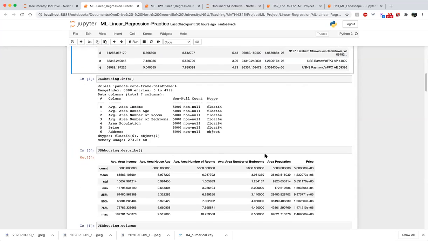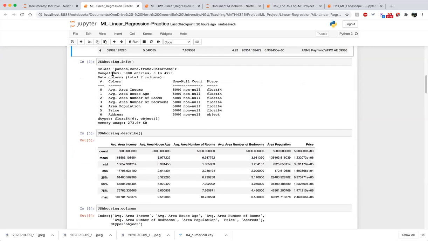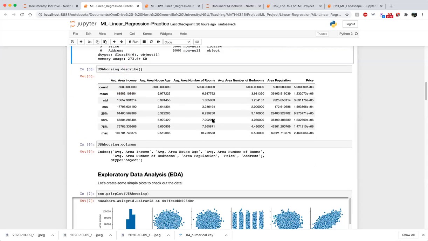Okay. So anyway, then the information of the data frame, US housing. All of the features have data type float64, real numbers, except for the last one, address, which is an object, the category, right? That makes sense. Okay, so now US housing describe. From this command we can figure out the basic statistics of each feature.